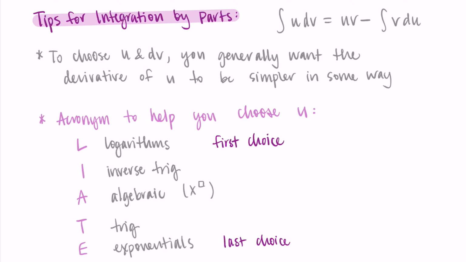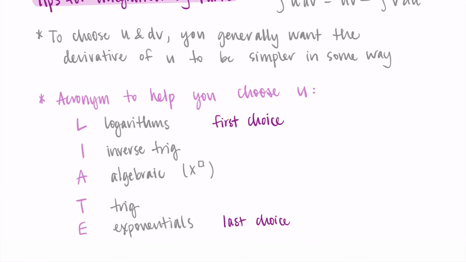Obviously, this isn't going to work all the time perfectly, but it's a good rule of thumb to use if you're just trying to know how to choose u. Then, once you've chosen u, the dv is what's left over.